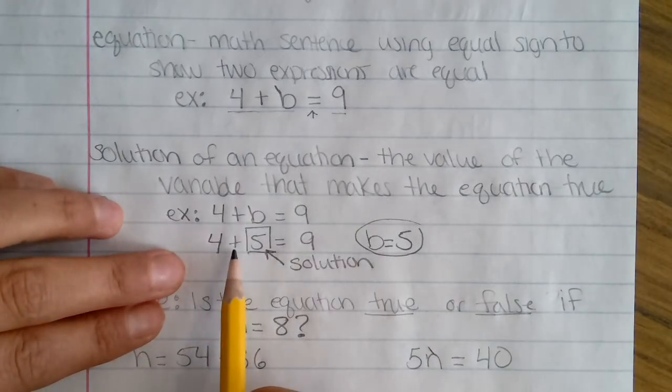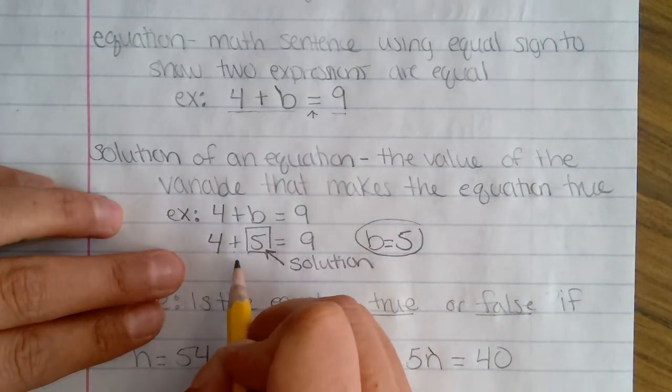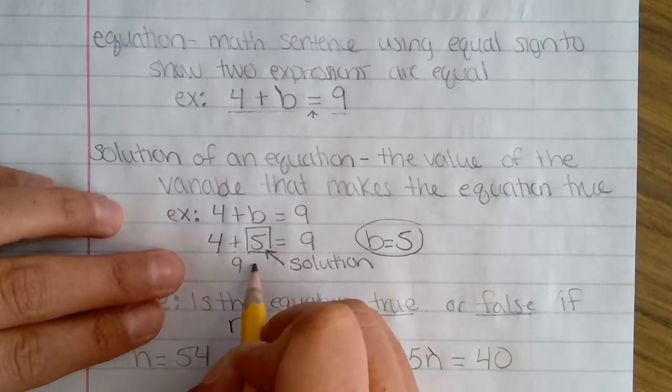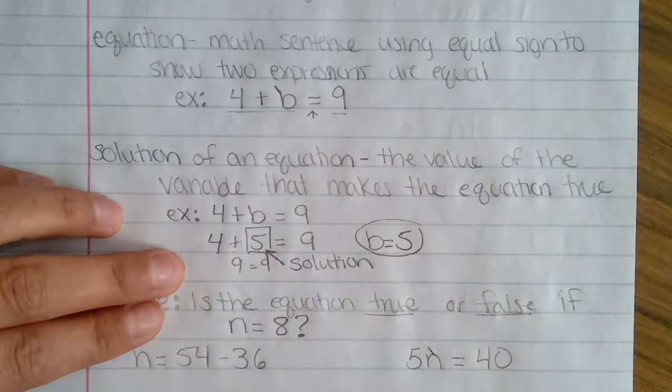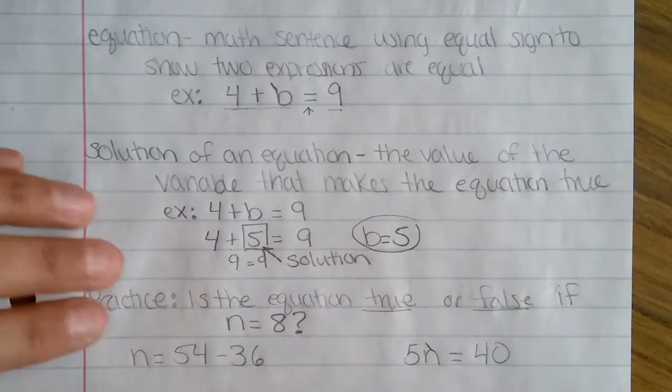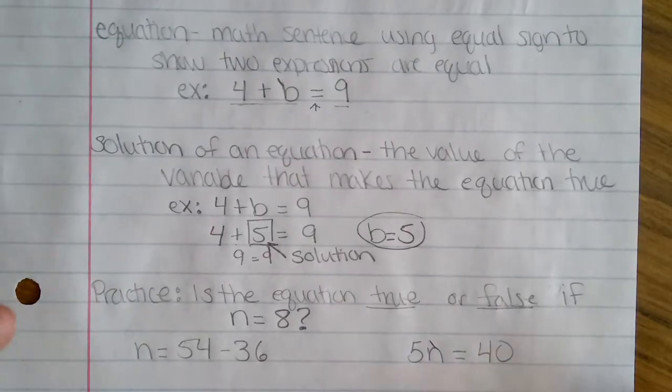Because when I add 4 plus 5, I'm going to get 9. So 9 equals 9. So this is a true solution. It makes the equation true.